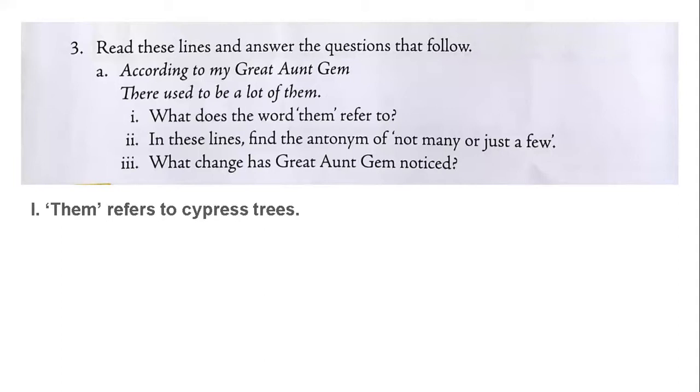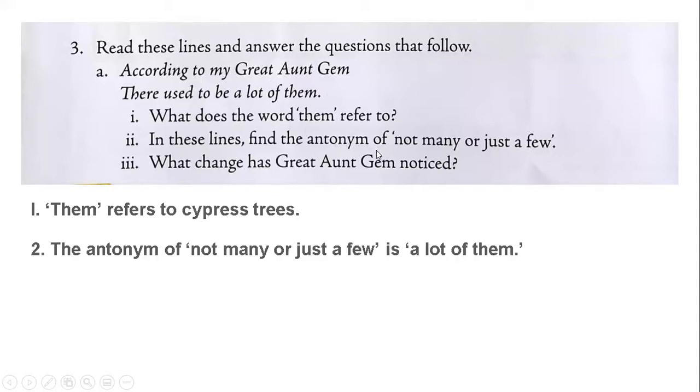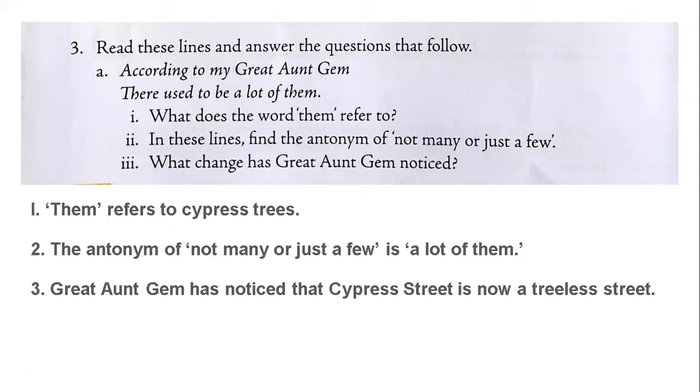The second question, in these lines, find the antonym, that means opposite of not many or just a few. Isn't that easy? The antonym of not many or just a few is a lot of them. It's right there. The third one, what change has Great Aunt Jem noticed? Great Aunt Jem has noticed that Cypress Street is now a treeless street. No trees on Cypress Street.